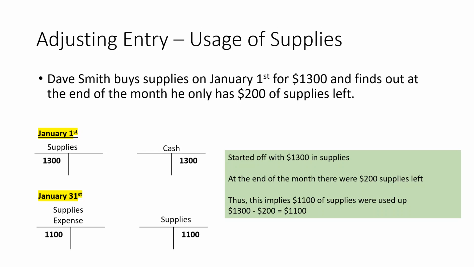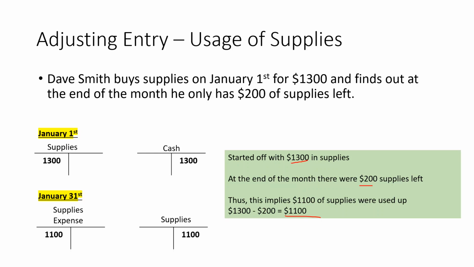Let's look at one more example. Let's say we've got an entry for usage of supplies. Let's say Dave Smith buys supplies on January 1st for $1,300 and finds out at the end of the month he only has $200 of supplies left. What's the entry in this case? Well, we know he started off with $1,300 of supplies, and at the end of the month he only had $200 left. This implies that he used up $1,100 worth of supplies.